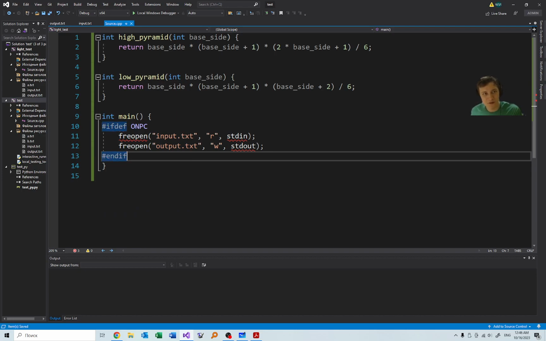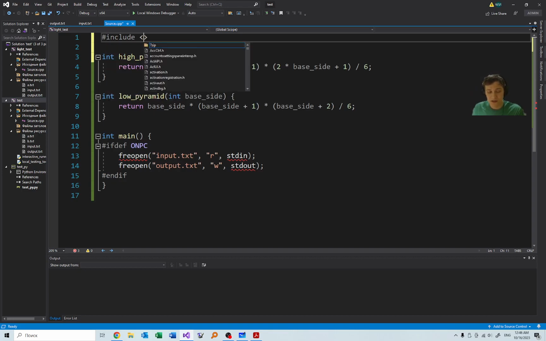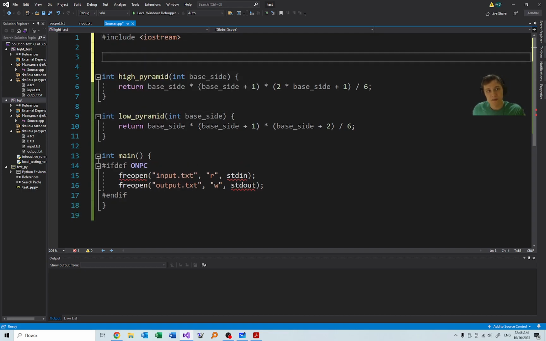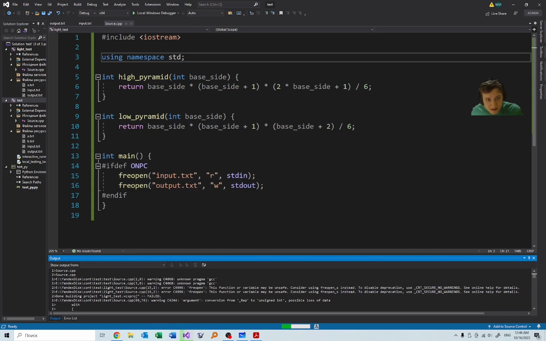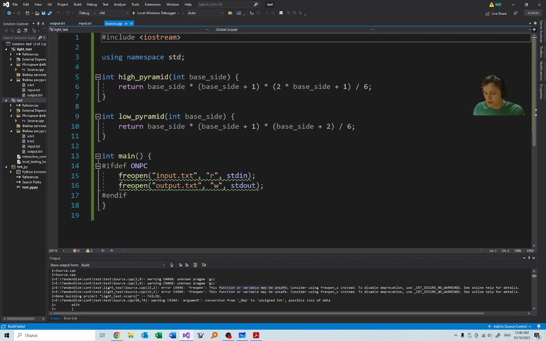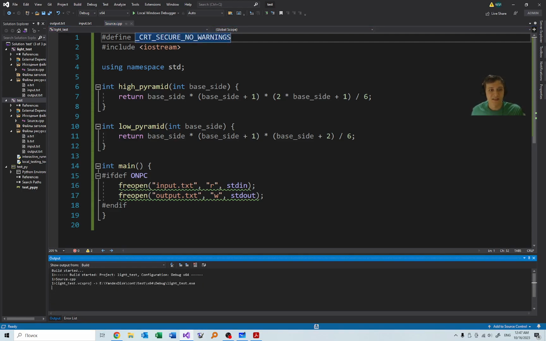Visual Studio is angry, and there are several reasons. First of them is I did not include iostream. Second of them is I should have used namespace std. And after that, it will also be angry. It will not compile. It will say, citing, this function or variable may be unsafe. So to prevent this, I usually just write here define crt secure no warnings by heart. And now it works.